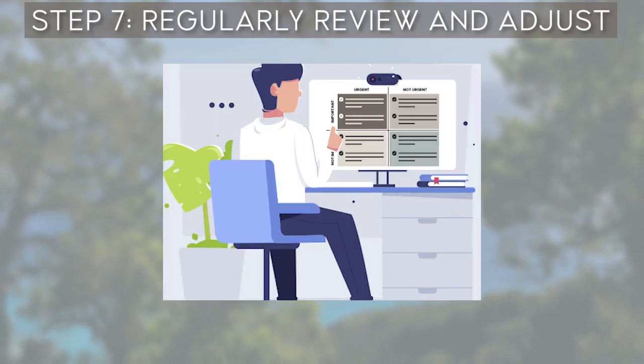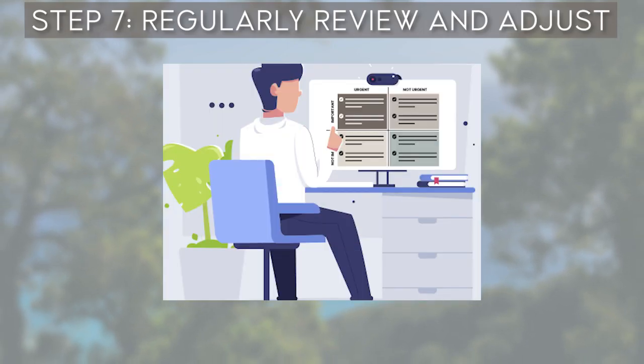Step 7, regularly review and adjust. As we all know, event landscapes can change rapidly. Regularly review your matrix, adjusting priorities to match the evolving demands of your events. Flexibility here is key to staying on top of your game.